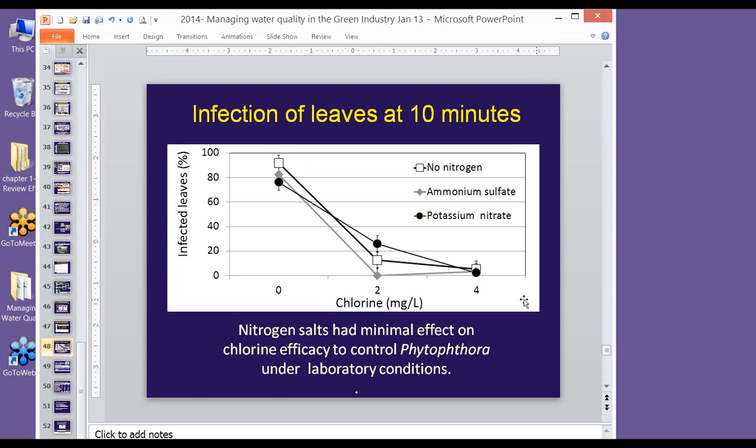We also wanted to understand a little bit more on how that affected the efficacy of control. So what we did here is we had a solution with different fertilizers, ammonium sulfate and potassium nitrate. We mixed those with chlorine, and then we put the pathogen, and we wanted to see how efficacy was affected by this interaction. And what we learned from here, what you see is how many infected leaves there were at the different concentrations of applied chlorine: as long as there's chlorine, there is still control. If there's no chlorine, the incidence goes up. When there's chlorine, even in the presence of nitrogen salts, we still see some efficacy.